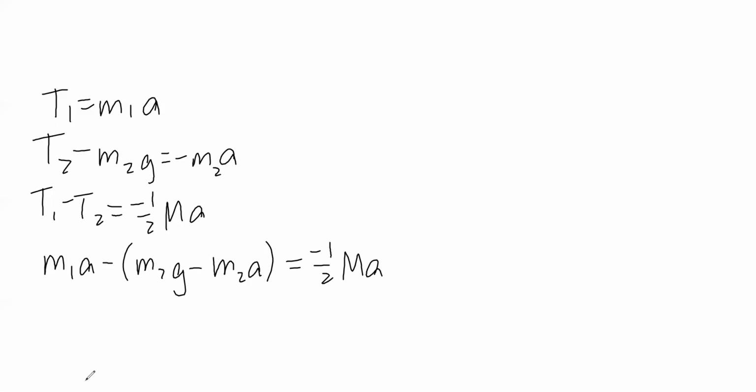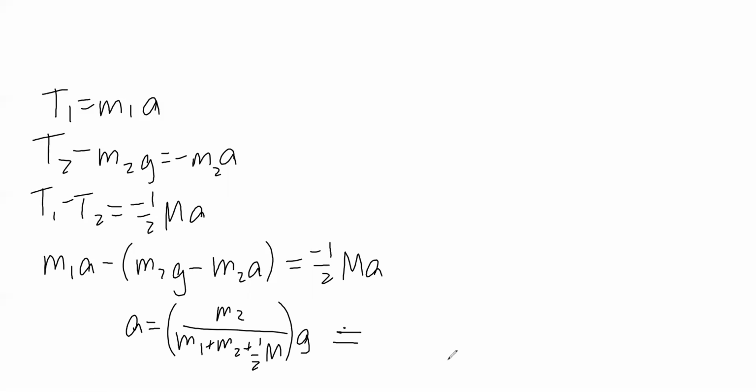You can see how this works, and doing some algebra and collecting like terms, you get that the acceleration is m2 divided by m1 plus m2 plus 1/2 m, capital M, times g. And that is the acceleration of the system when you include the mass of the pulley.